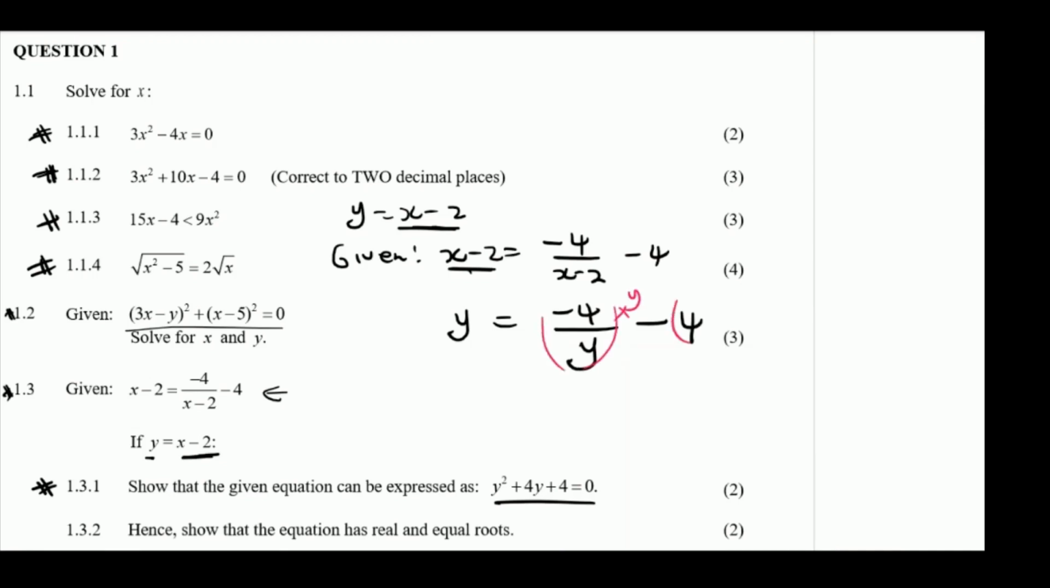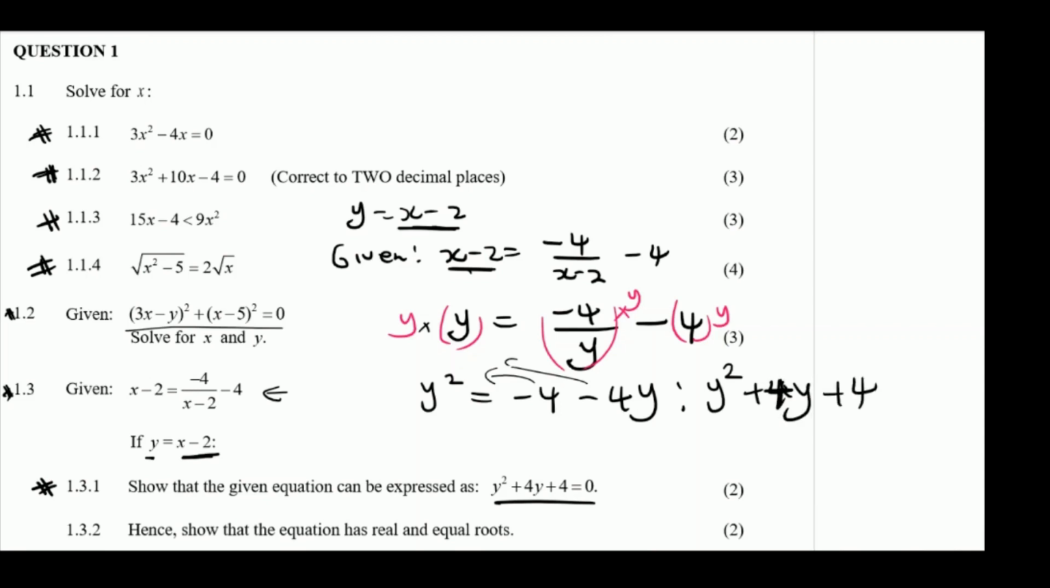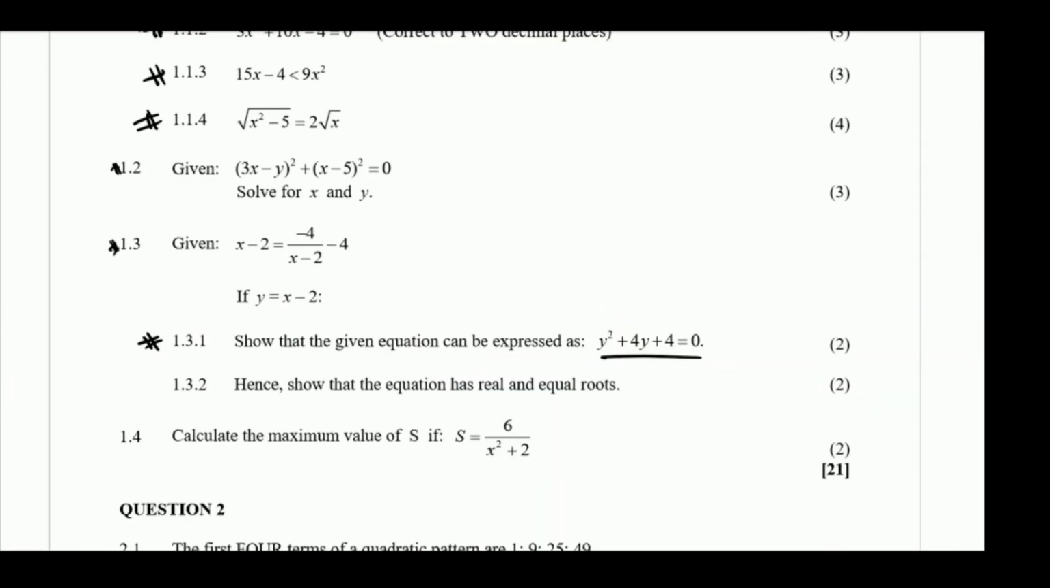Then we're going to multiply out this y throughout. So when you multiply out here, y multiplied by y is going to be y squared equals minus 4 minus 4y. So we have to write this in standard form. So you're going to take everything to the other side of the equation. Which means we're going to have y squared plus 4y plus 4. So to write it properly, you have y squared plus 4y plus 4. So that's how we're going to do it. So now we are done with 1.3.1.